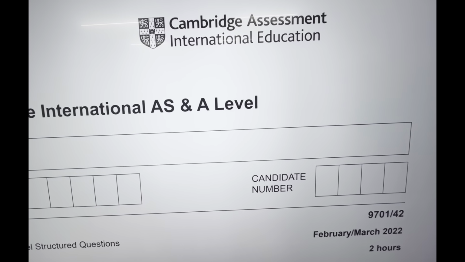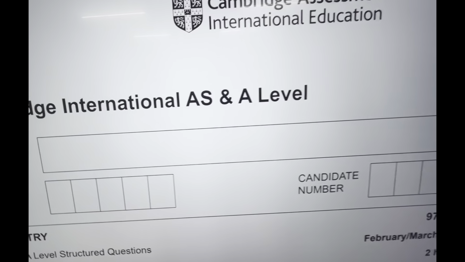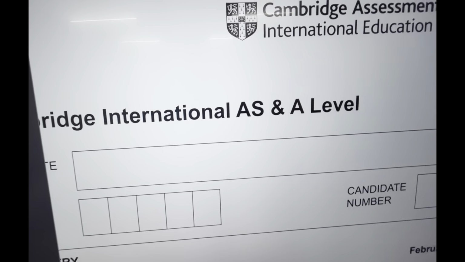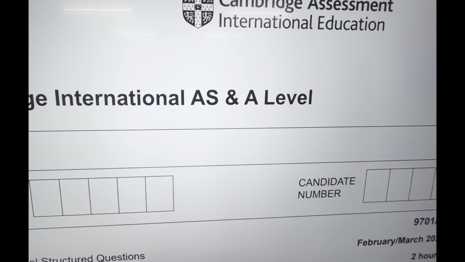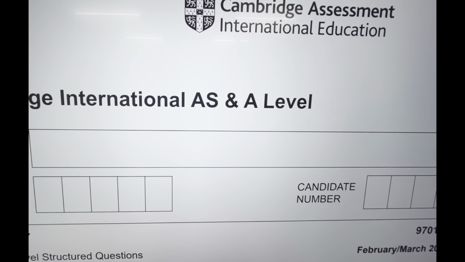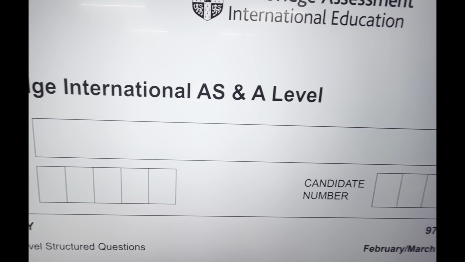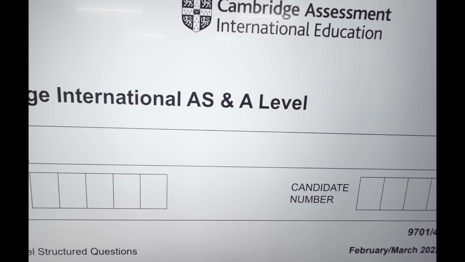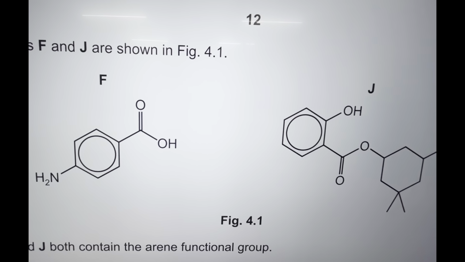This is the 9701/42 February/March 2022 series. For A Level Chemistry we have a 100-mark paper. For these 100 marks, organic chemistry is very important, and we will directly jump to question number 4 where the organic chemistry is. I will tell you quickly how to solve the organic questions.